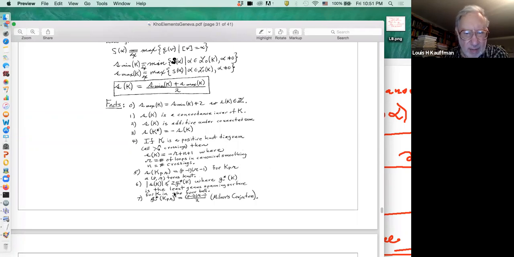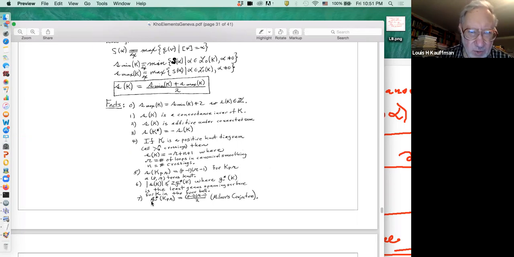So that means that g star of the torus knot is less than or equal to P minus 1 times Q minus 1 over 2. But that's the Seifert genus of it. So it's already greater than or equal to that. And therefore, it's equal to that. And so by this method, Rasmussen ends up proving that the four-ball genus of a torus knot is equal to its Seifert genus. And that's a conjecture of Milnor from long ago.